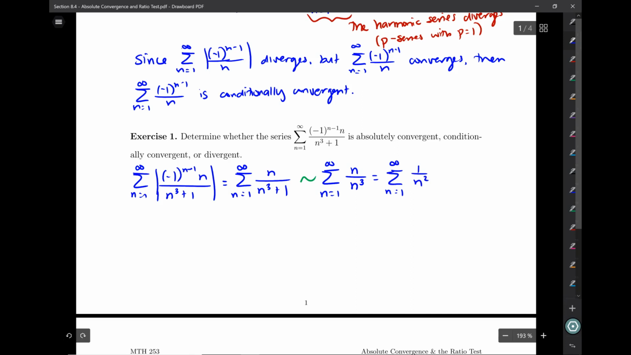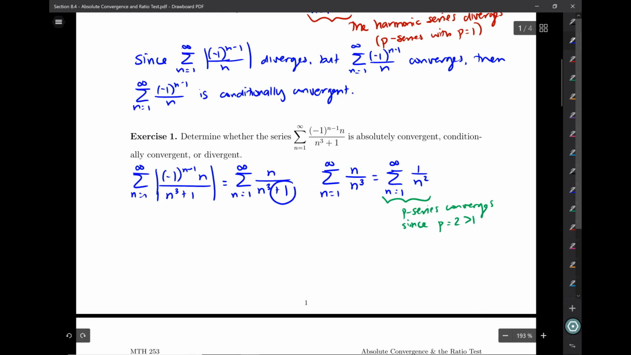Now I know that this p-series converges since the p-value is 2, which is bigger than 1. Now we're going to go back to this part here and decide which way our inequality sign needs to go. It's only going to go one way to make a true statement. So this isn't about convenience. It's about what's true and what's not true.